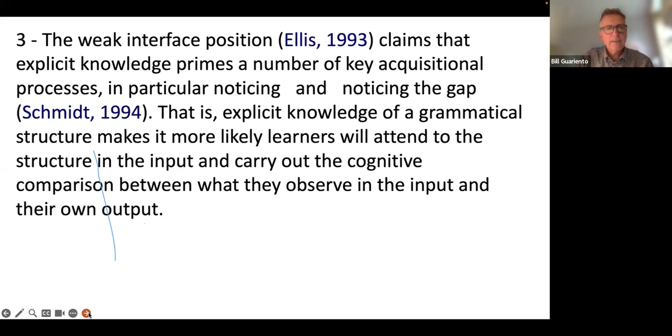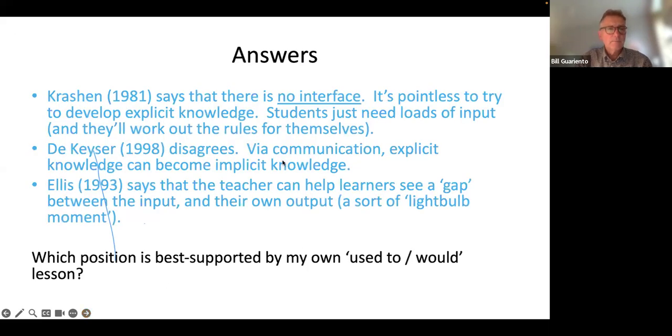So these paragraphs are taken from the article which you read for homework. Krashen says that there is no interface between explicit and implicit knowledge. He says it's pointless to try to develop explicit knowledge. Students just need loads of input and they'll work out the rules for themselves. DeKeyser disagrees. He says via communication, explicit knowledge can become implicit knowledge. And Ellis says that the teacher can help learners see a gap between the input and their own output. It's a sort of light bulb moment, you know, when you have a fantastic idea.